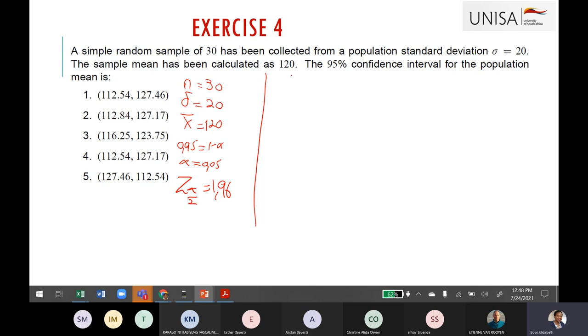Okay, so now we need to calculate Z alpha divided by 2 times the standard error, which is the population standard deviation divided by the square root of n. Our mean is 120 plus or minus our critical value, 1.96, times standard deviation 20 divided by the square root of n, 30. What do you get?